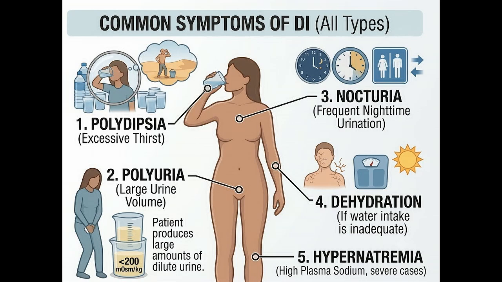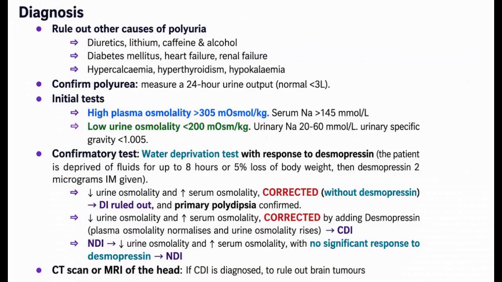Common symptoms of DI. Because patients lose a lot of water, they develop polyuria, large urine volume. Polydipsia, excessive thirst. Nocturia, frequent nighttime urination. Dehydration if water intake is inadequate. Hypernatremia in severe cases.